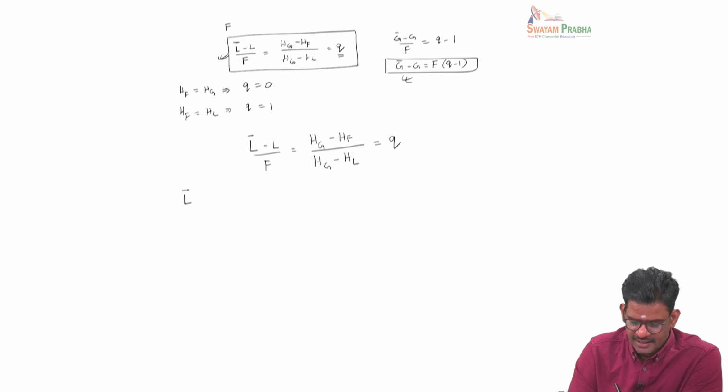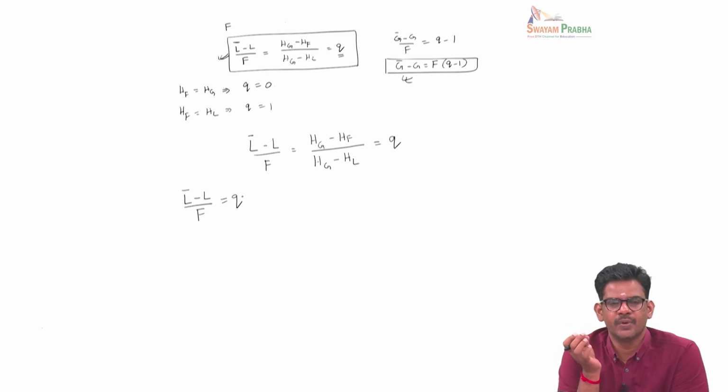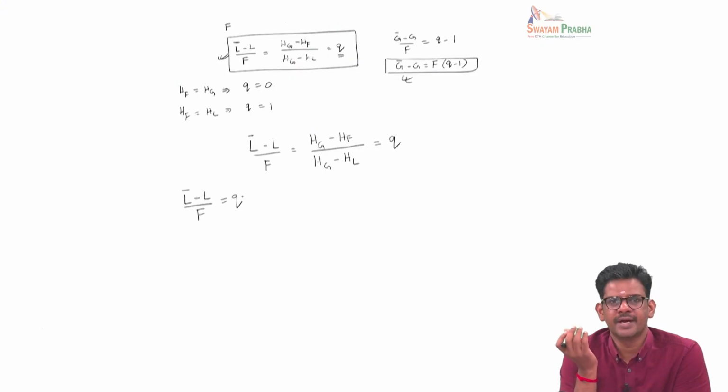This factor (L bar minus L) by F is basically the fraction of liquid present in the feed. So L bar is the liquid flow rate in the exhausting section, and L is the liquid flow rate in the enriching section. So that difference in the liquid flow rate is supplied by the feed. Therefore Q defines the fraction of liquid present in the overall feed.